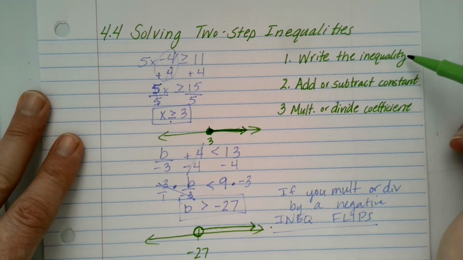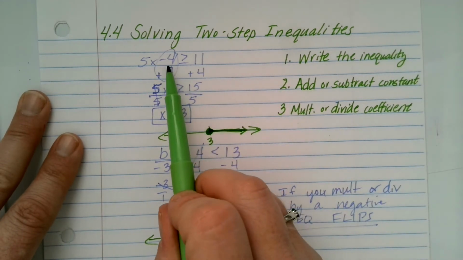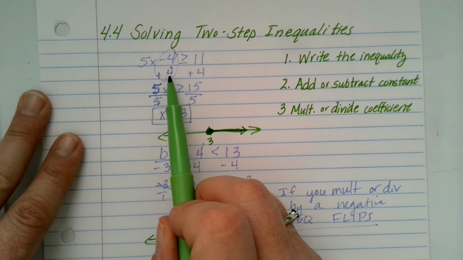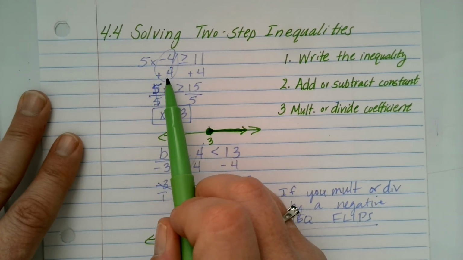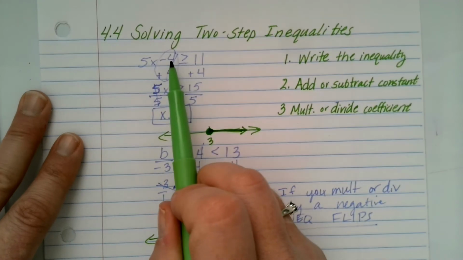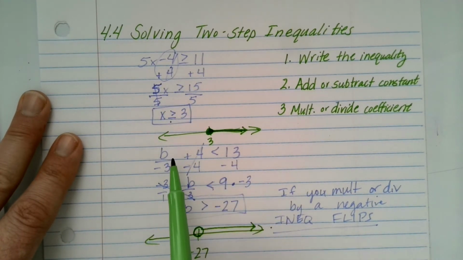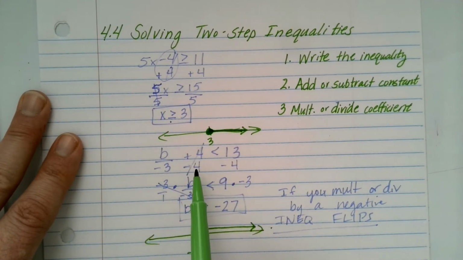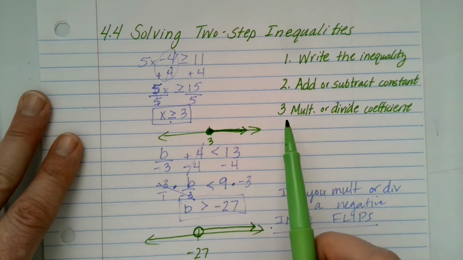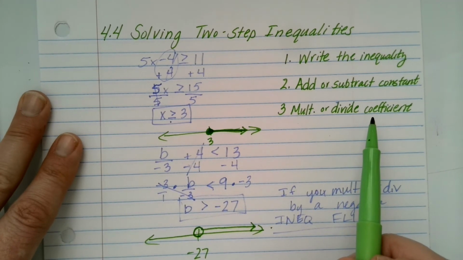Now remember, these are your steps, right? The inequality, add or subtract the constant that's on the same side as your variable. Just use the inverse operation, right? So if it's minus 4, you're going to add 4. If it's plus 4, you're going to subtract 4. See how that works? And step 3 is multiply or divide by the coefficient.